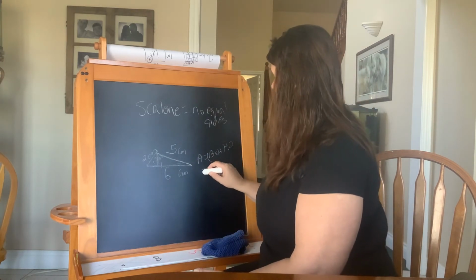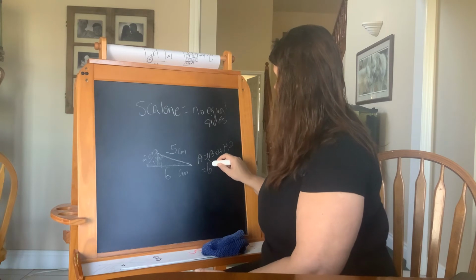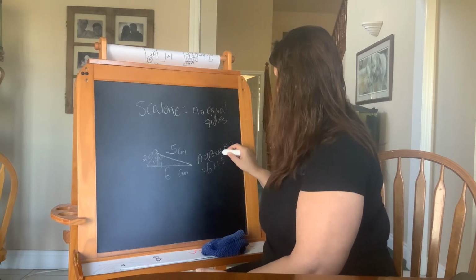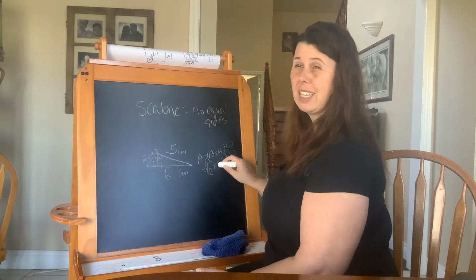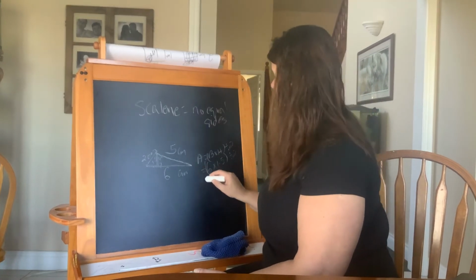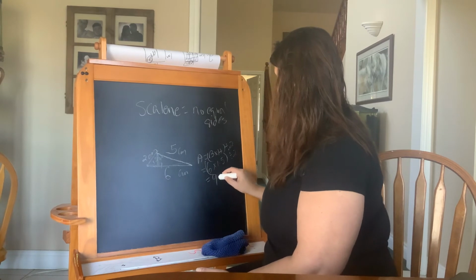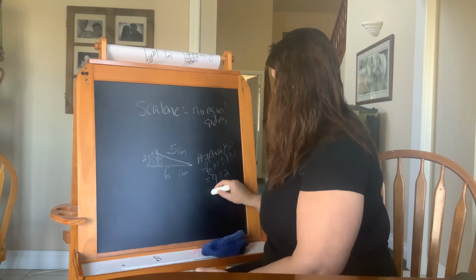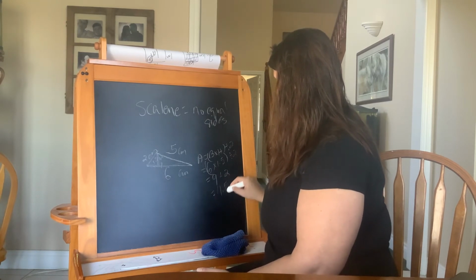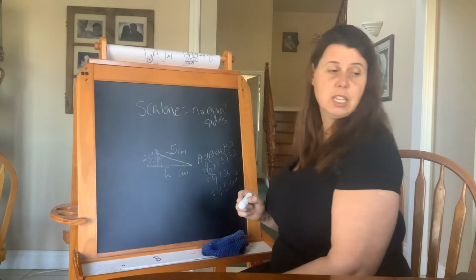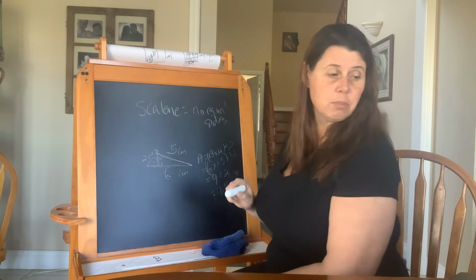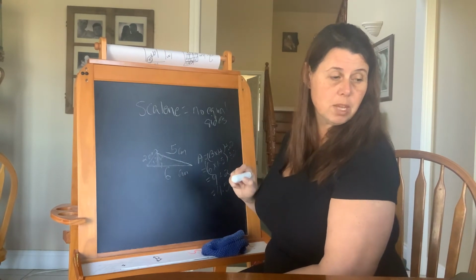So base times height, so my base is 6, my height is 1.5, and I'm going to divide that by 2. So 6 times 1 is 6, and half of 6 is 3. So 6 times 1.5 would be 9. And I'm going to divide that by 2, which would give me 4.5 centimeters squared would be my area in that triangle. But you're going to make up your own and see if you can make it work as well.